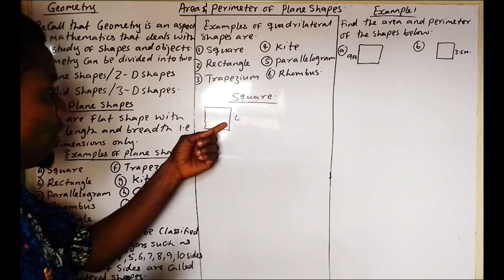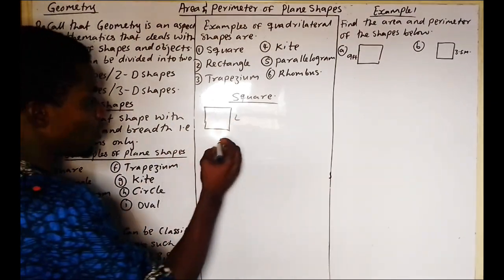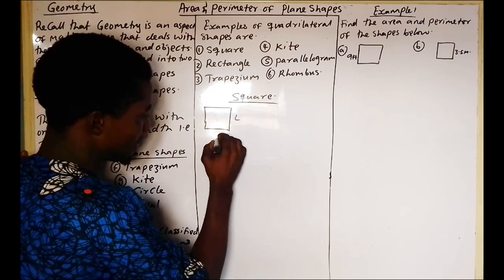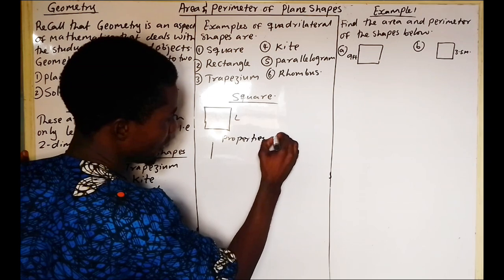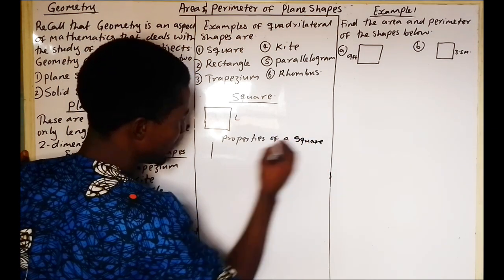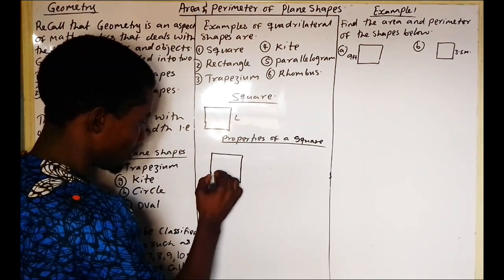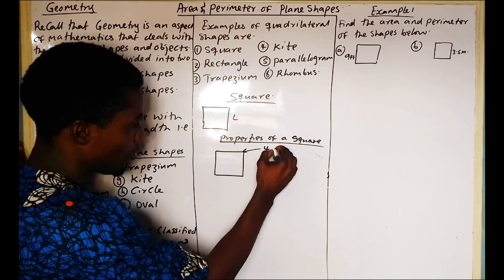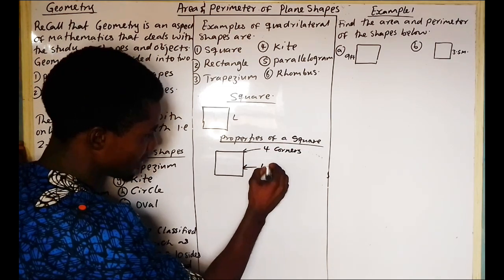A square has equal sides. Square has what? Equal sides. Now let's talk about the properties of a square. Now these are squares. A square has four corners. It has four sides.